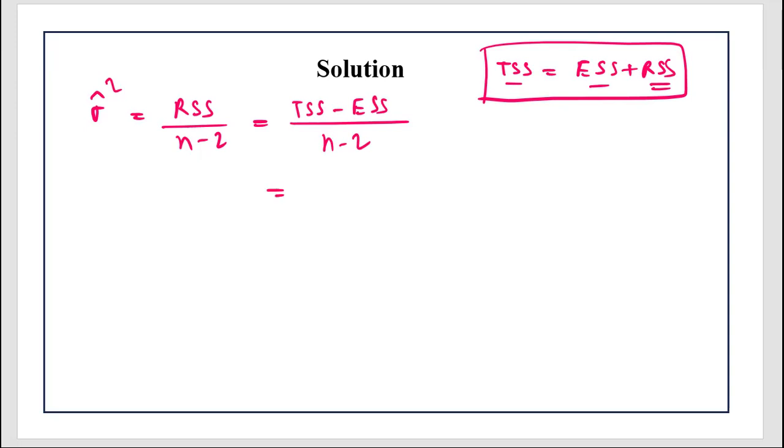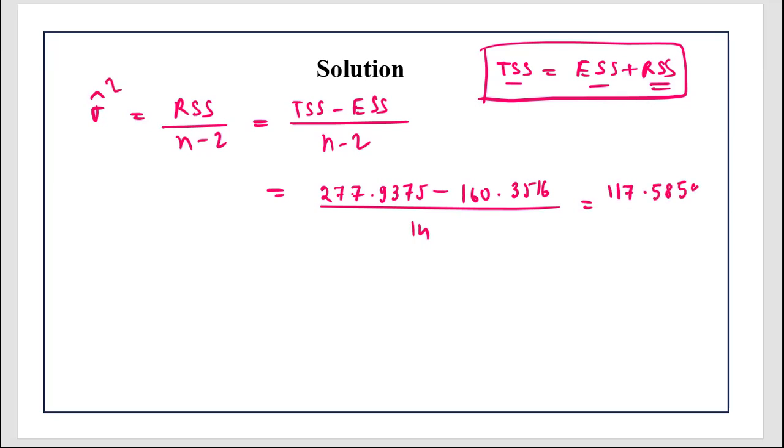Now, TSS we have found out earlier. What was that? 277.9375, something like this. What was ESS? It's 160.3516. N was 16, so n minus 2 will be simply 14. Now, if you calculate, RSS is 117.5859, and upon 14. So this will come out to be 8.39899. So this will be sigma cap square.